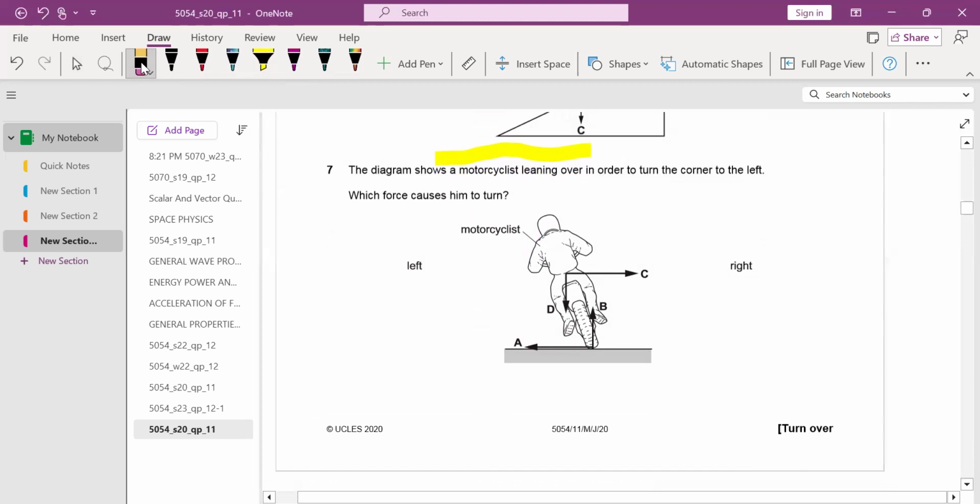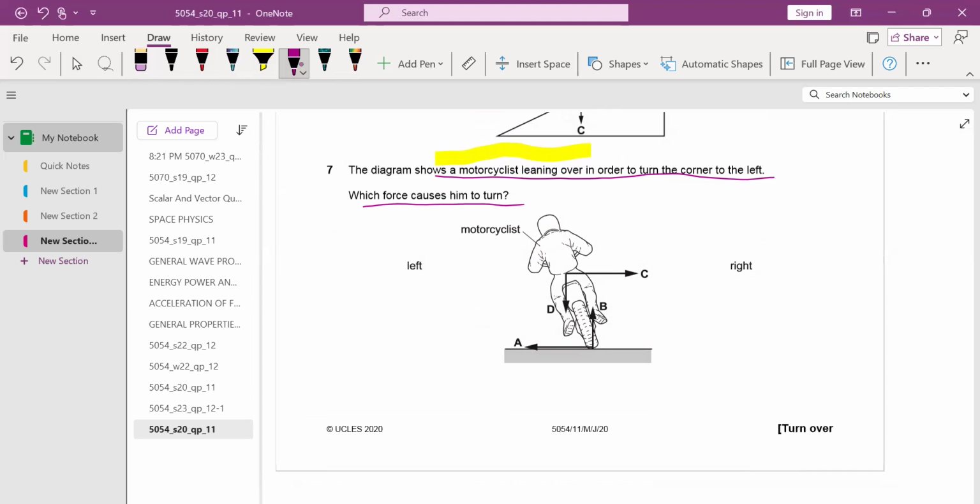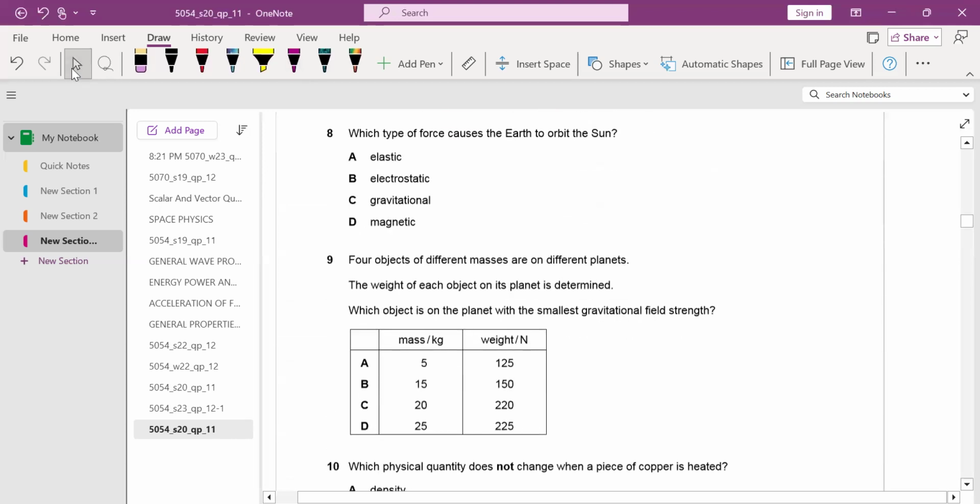Okay, now question number 7. The diagram shows a motorcycle leaning over in order to take a turn to the left corner. What force causes it to turn? The force that causes the turn, or you can say the circular motion, is the force towards the center, which would be A. Option A is correct for question number 7. Then question number 8. What type of force causes the Earth to orbit the sun? So the force that causes Earth to orbit the sun is gravitational force. Option C is correct for question number 8.